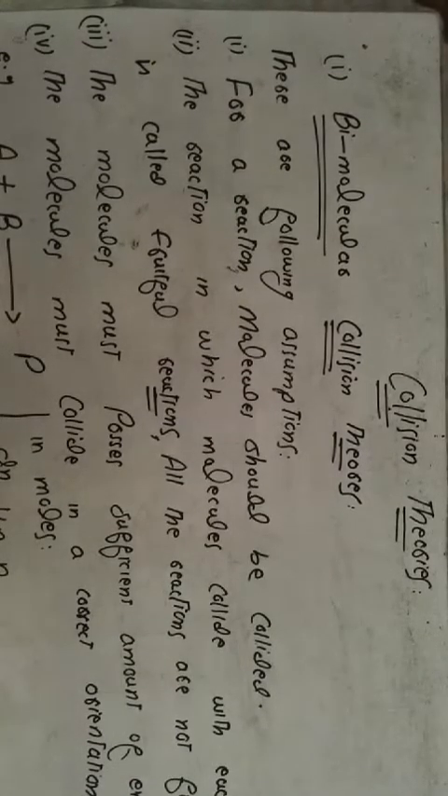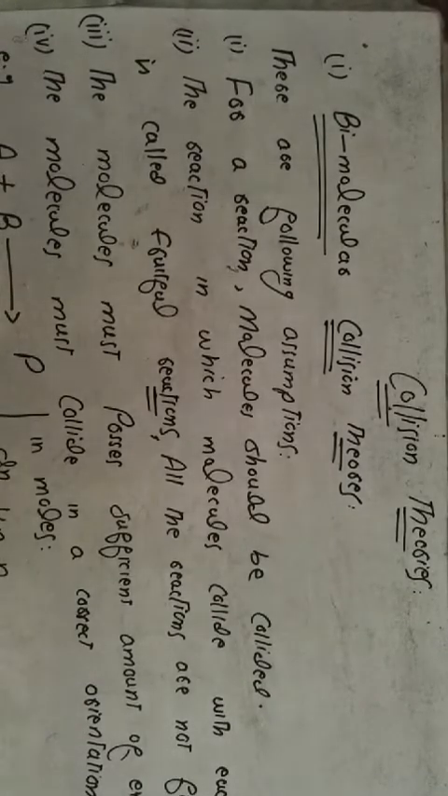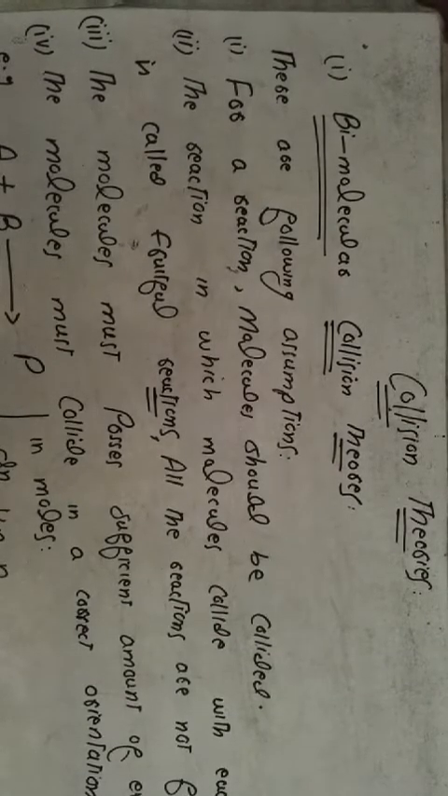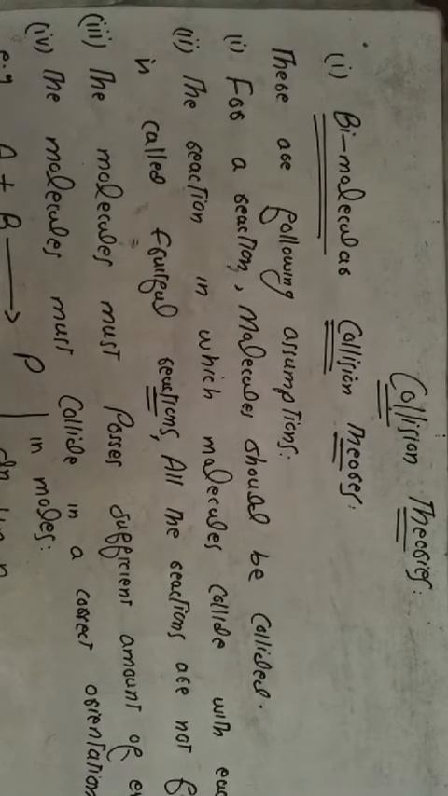Now we will discuss the assumptions of the bimolecular collision theory. The first assumption is that for a reaction, molecules should collide. Reactions occur when two molecules react with each other to form a product; those are called fruitful reactions. But those in which the two molecules do not have the ability to react and do not form a product are called unfruitful reactions.